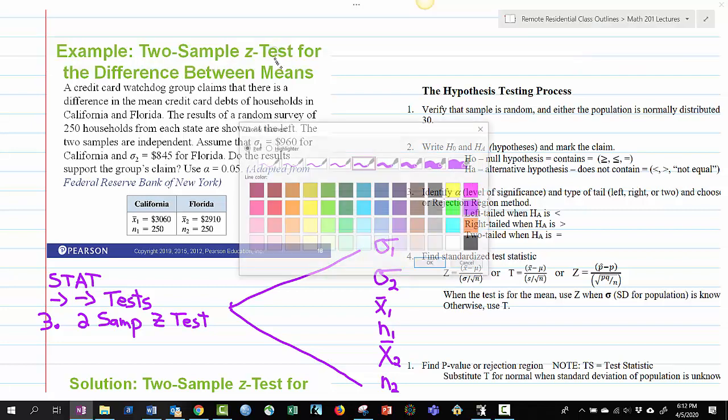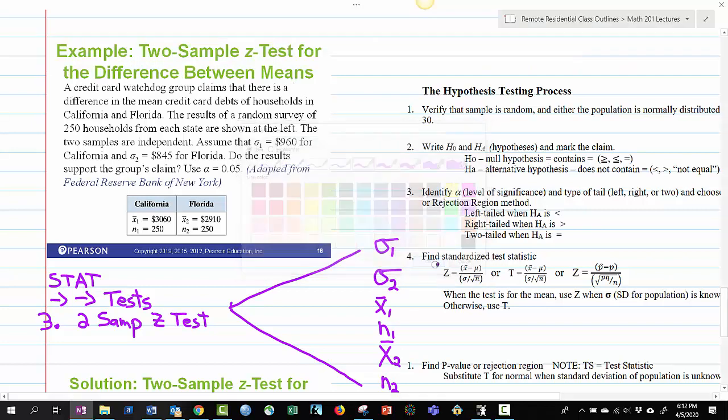And let's get going. So, the question here is, a credit card watchdog group claims that there is a difference. So we haven't seen that phrase before. All a difference means, though, is that they're not equal, right? They're not equal in the mean credit card debts of households in California and Florida. The results of a random survey of 250 households from each state are shown at the left. Okay, again, it's actually shown below.